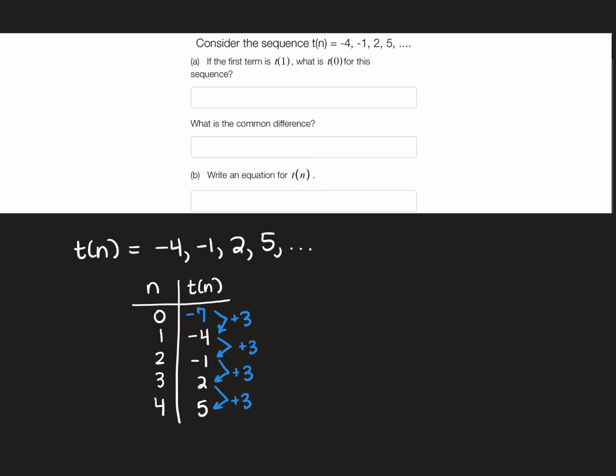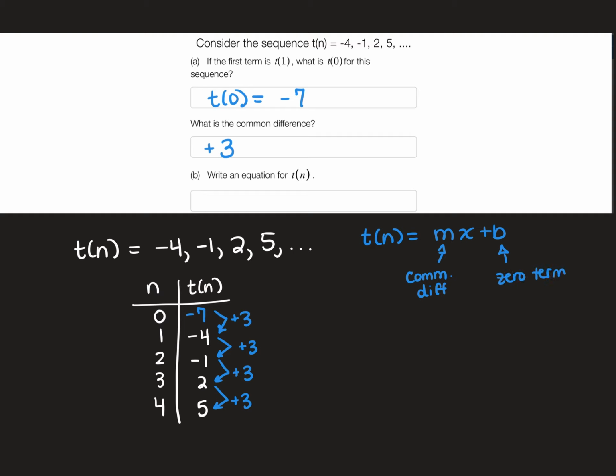So we've actually answered a couple of questions here. T of 0 is going to be -7. The common difference is +3. Now, can we write an equation? Well, remember, our equation is in t of n form, and we talked about this on the previous slide. Remember, the m represents your common difference, or your generator, and b represents your 0 term.